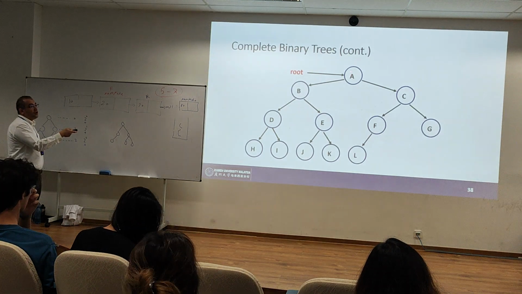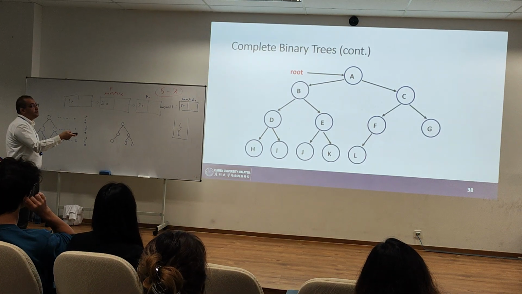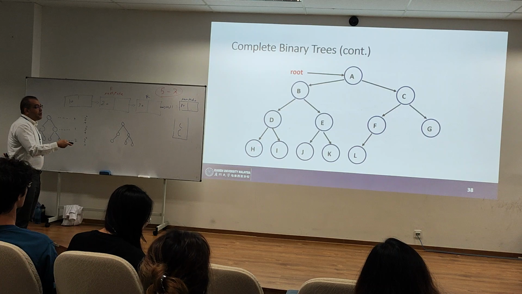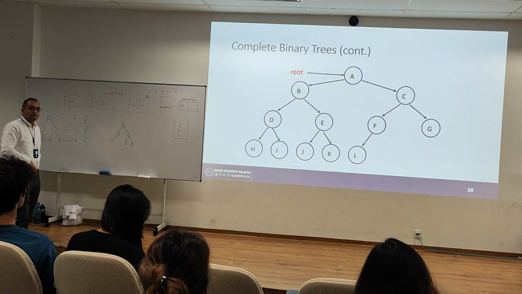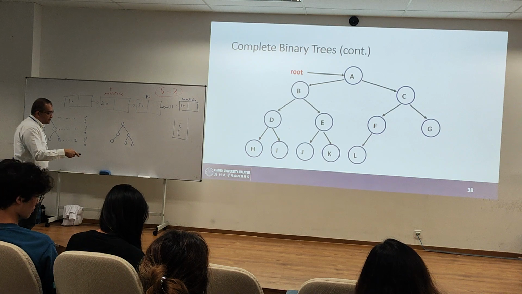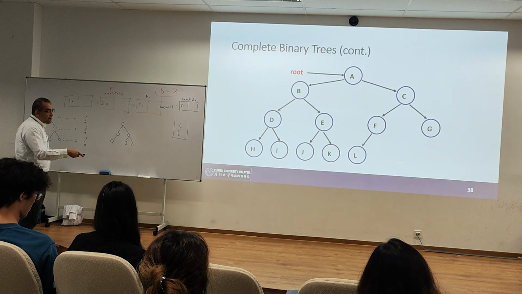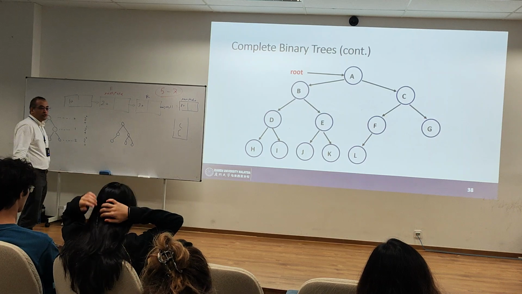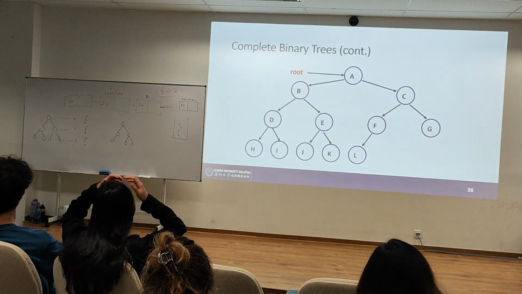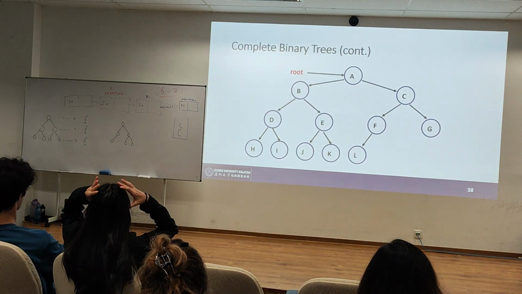Is level 0 full? Yes. Level 1 full? Yes. Level 2 full? Yes. Level 3 full? No. Am I filling from left to right? Yes. I go left, left, left, left, right. Am I missing nodes? Yes. I'm missing where? Only the rightmost, correct? Yes. So this is a complete binary tree. It is complete.